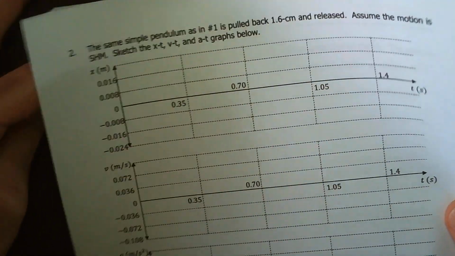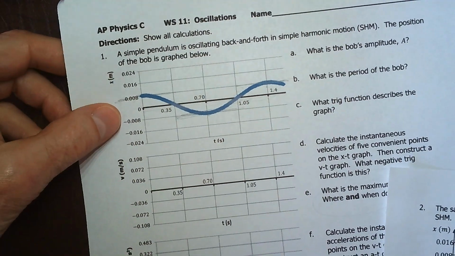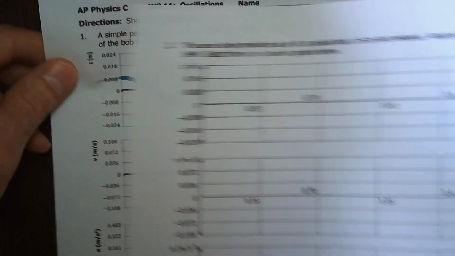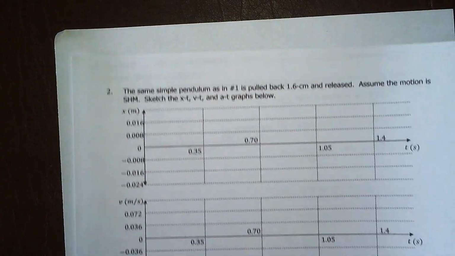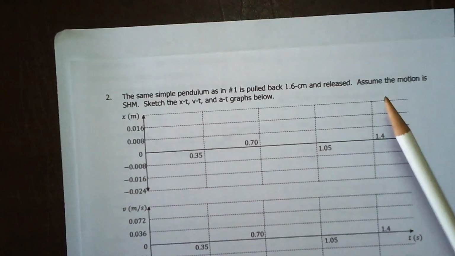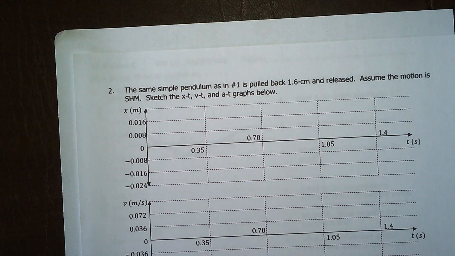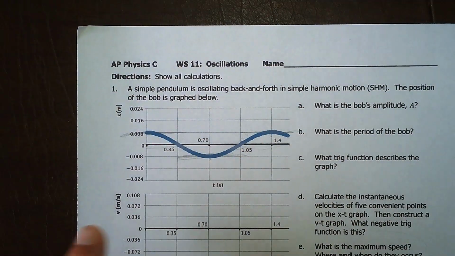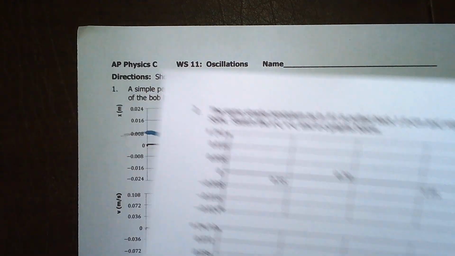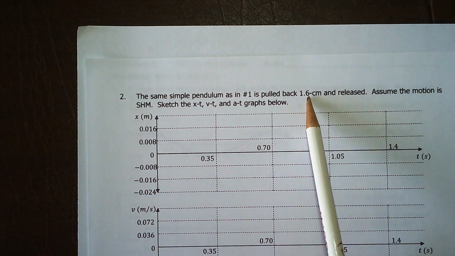we have the same simple pendulum, but instead of pulling it back the distance of 0.008 centimeters, now we're going to pull it back 1.6 centimeters and release it. So it's the exact same pendulum. If it's the same pendulum, that means it has the same period. In other words, it's going to have the exact same period as this one here, but it's going to have a different amplitude.